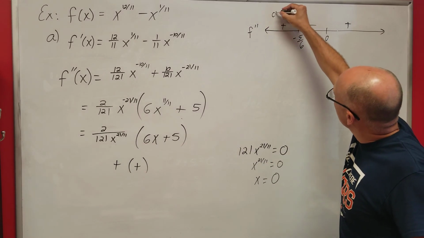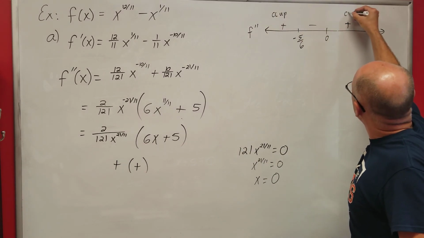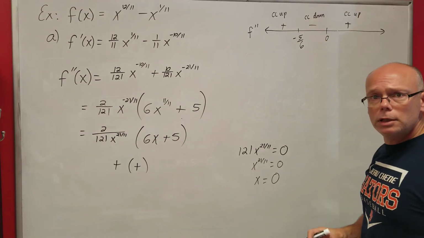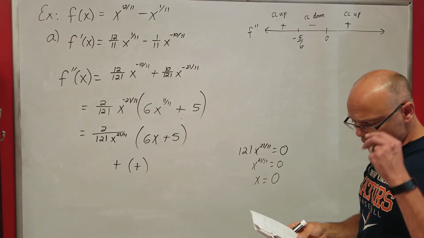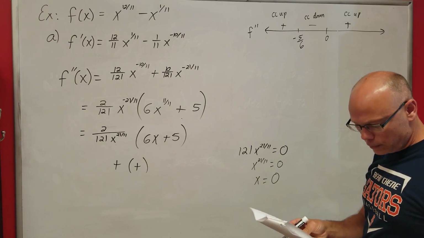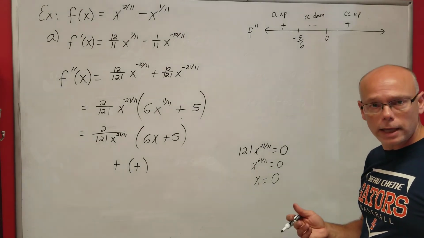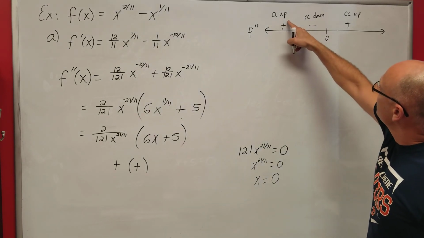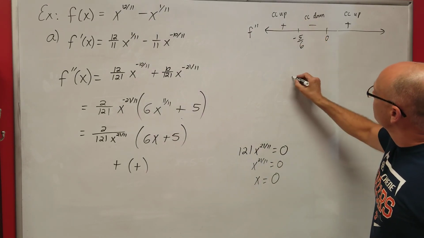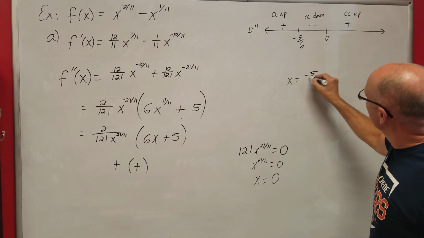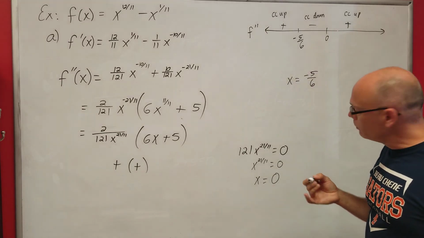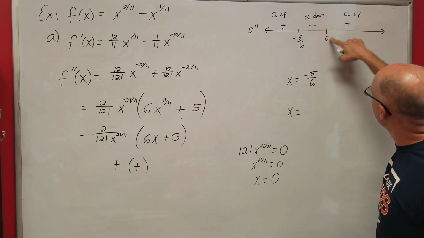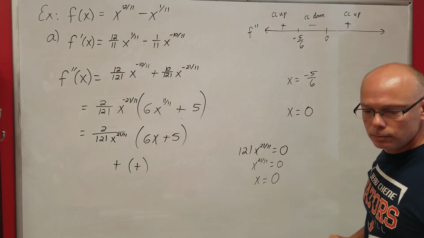So what does that mean? We have concave up here and concave down here, right? But they're not asking me to list the intervals where it's concave up and concave down. They're asking me for the x values of any inflection points. Concavity changes from up to down here, so x equals negative 5/6 looks like it'll be part of an inflection point. And also my concavity changes from down to up here at 0.